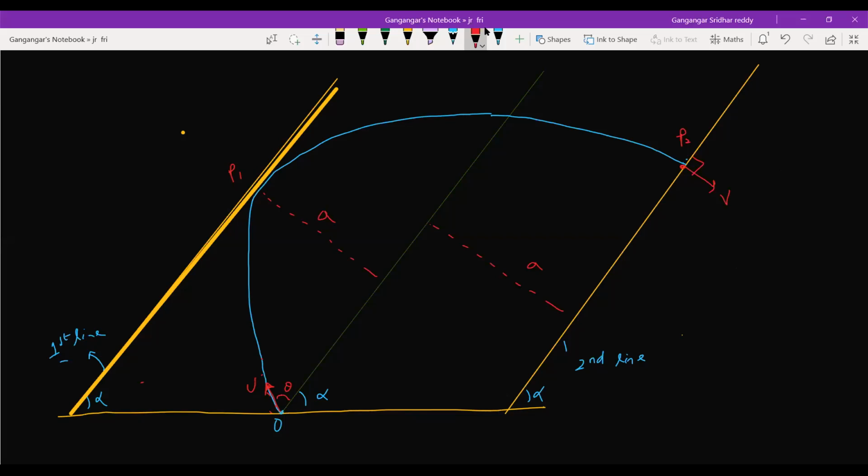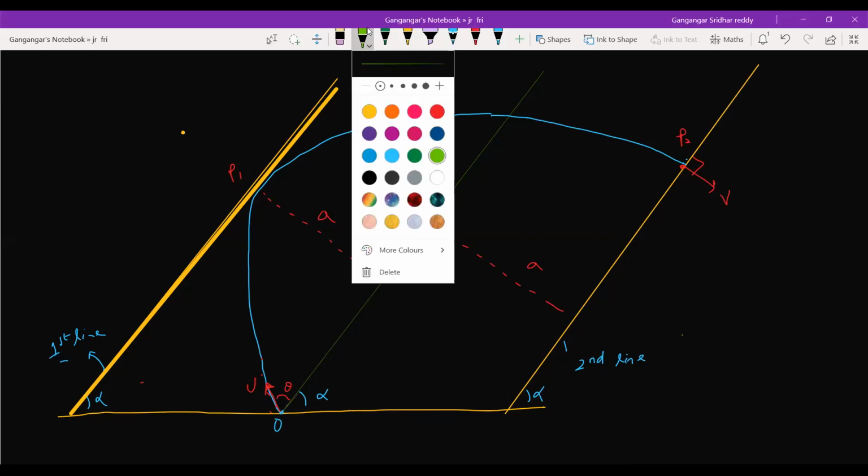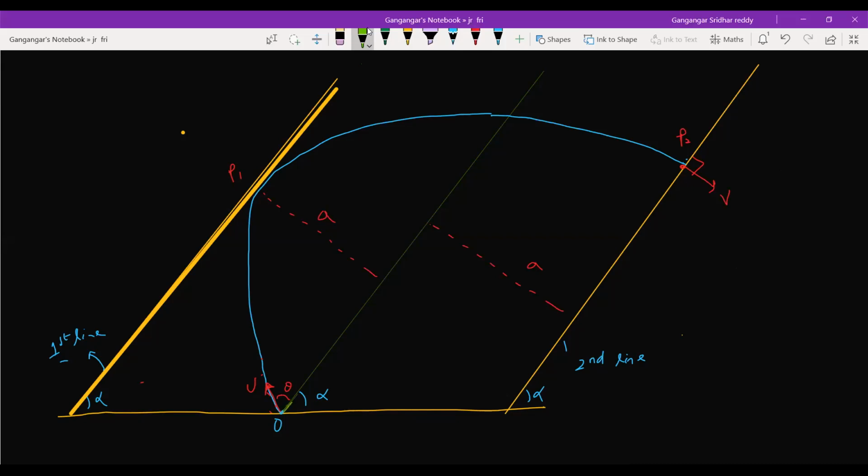So first, as it moves from O to P1, let's resolve this velocity. It will be U sine theta. I'll resolve the velocity. Once you get the diagram, writing the equations of motion next. So this will be U cos theta, and U sine theta.